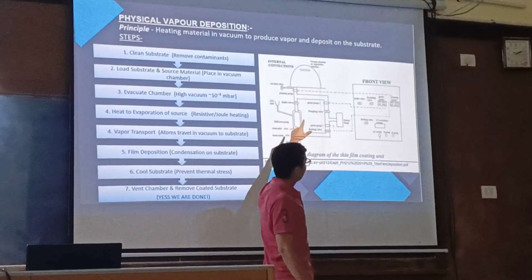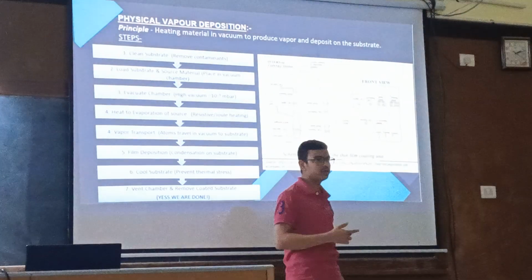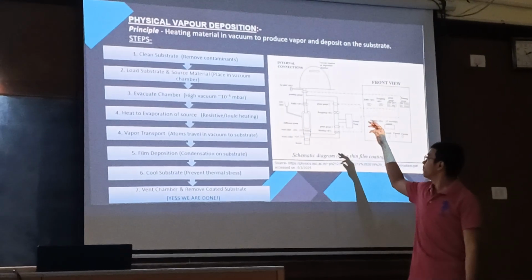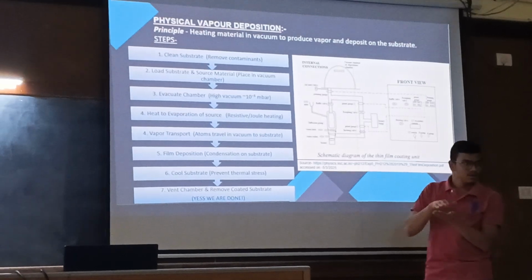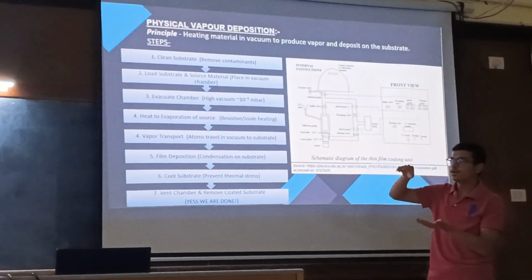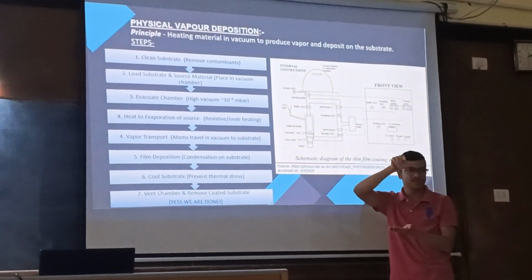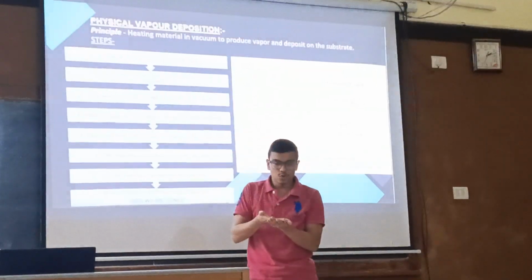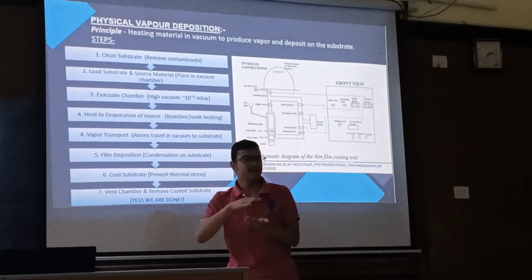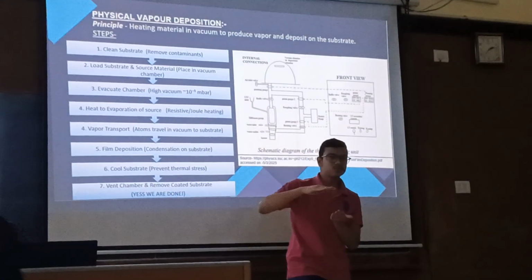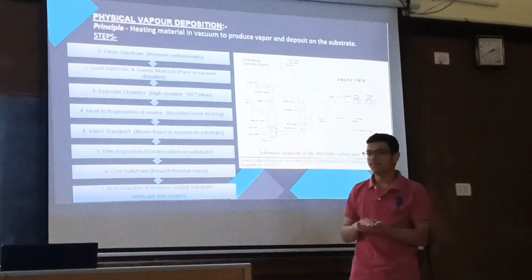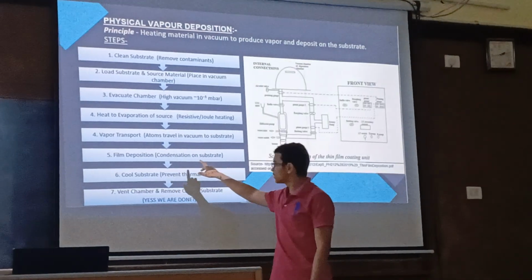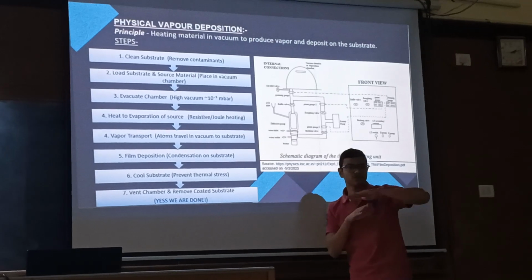Then we heat our source. It is basically a boat geometry. We provide current and it gets heated, and vapor then travels upwards, and we have the substrate placed upside down. Then they go towards the substrate and get condensed there and deposited on the substrate, making a thin film. After condensation is done, this film is deposited.